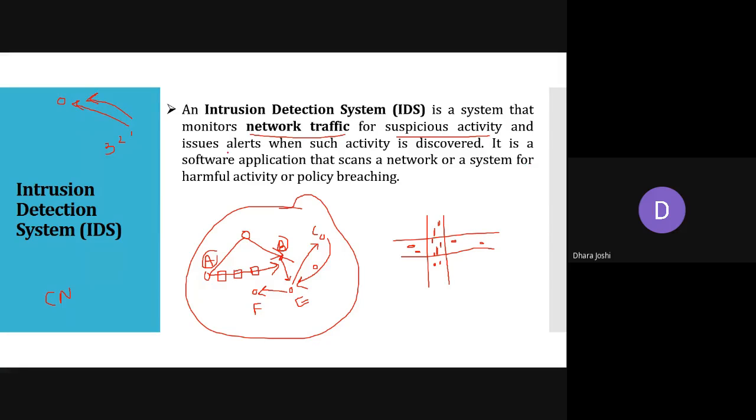So it is a software application that scans a network or a system. Here we are talking about both things. Either it will go for the entire network, so suppose there are 100 systems involved in the network, it will check the entire network. Or IDS can also be installed in a particular system, so it will just check your computer, your PC, your device for harmful activity or policy breaching.